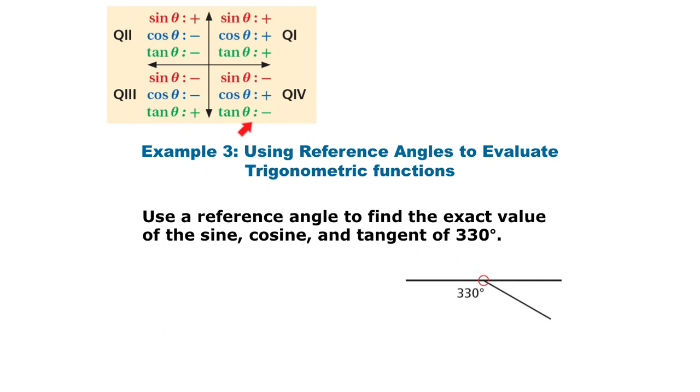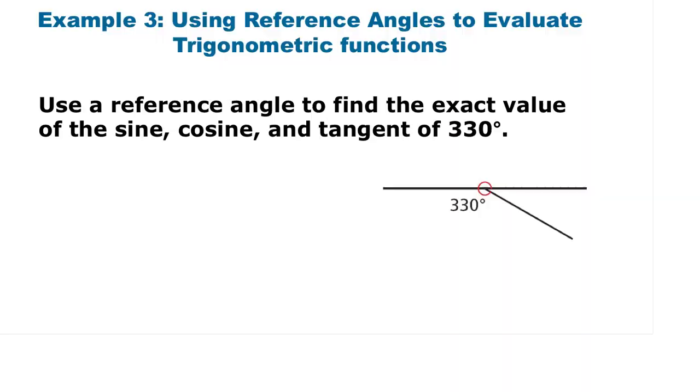Your book has this nice handy table to show you what's going on in each quadrant. In quadrant 1, all those values are going to be positive. In quadrant 2, because our x values are negative, our cosine and tangent are going to be negative, and so on and so forth. This is a handy reference, but if you're drawing your diagrams correctly, you won't really need it. So in this example here, we have the angle 330 degrees.